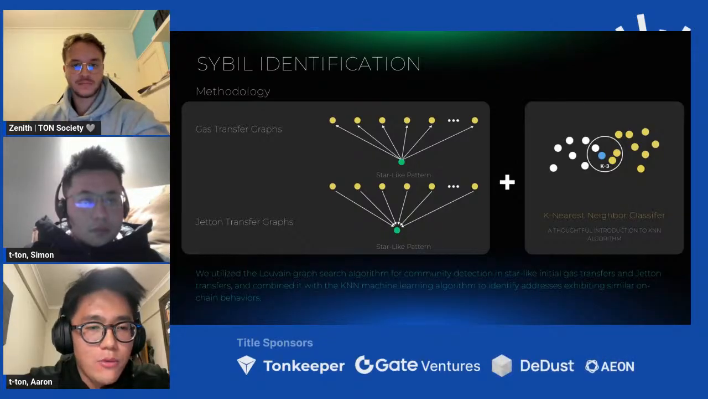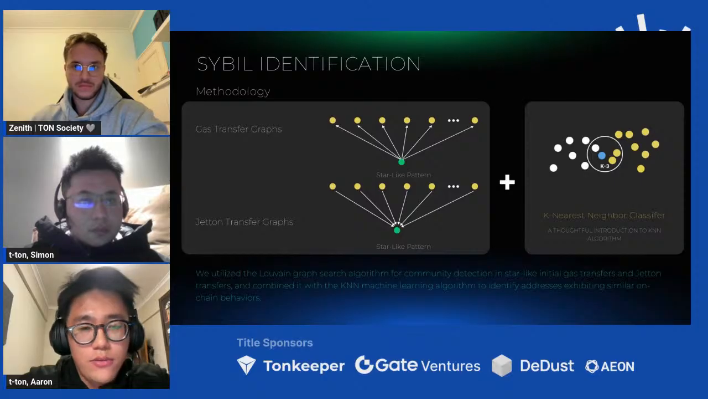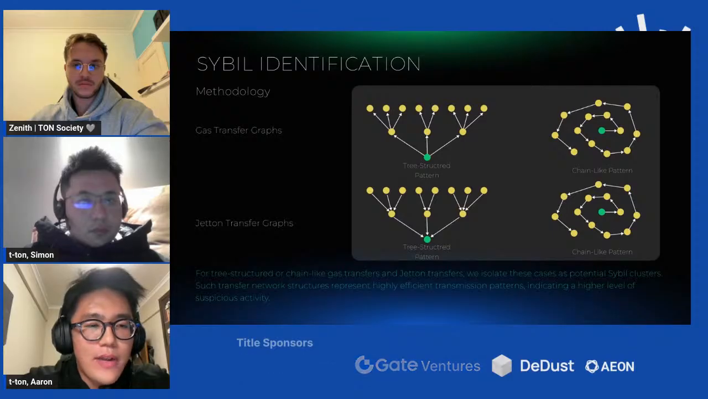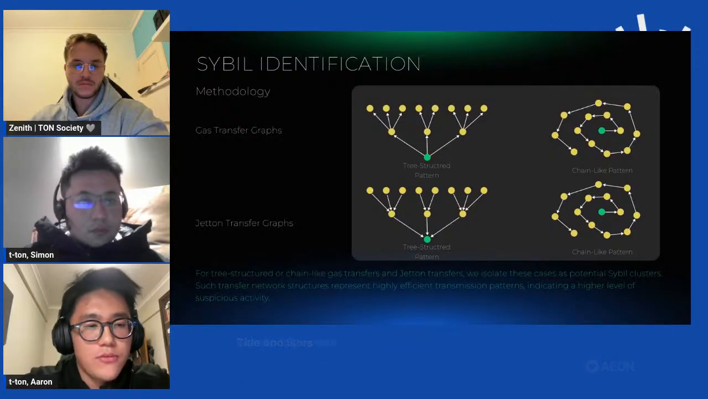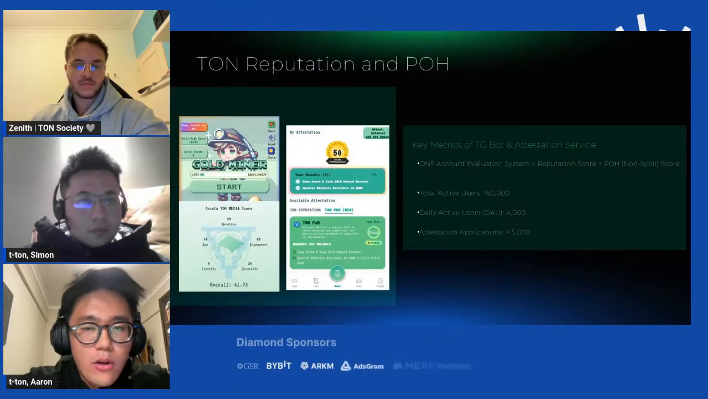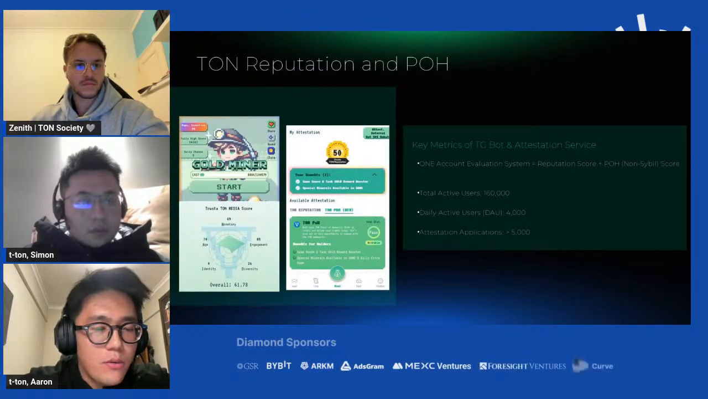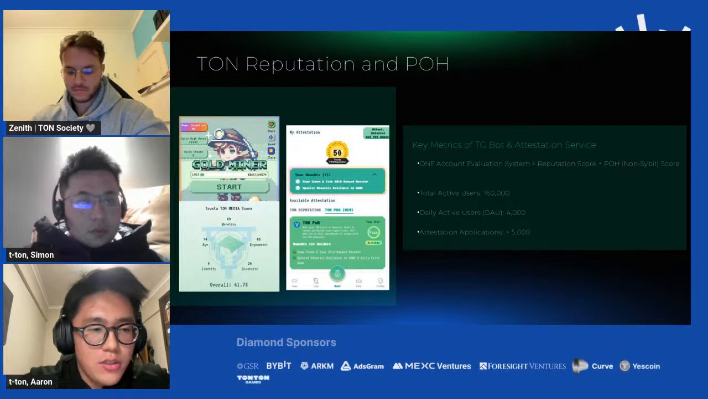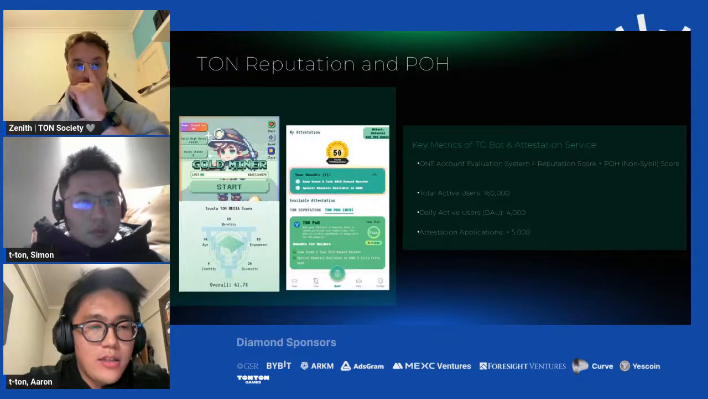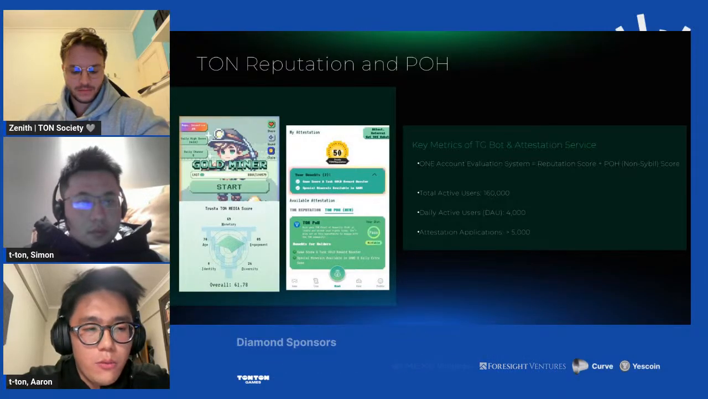So the methodology: our Sybil detection framework is clustering based, combining fund aggregation and behavior clustering. We use the Louvain algorithm for detecting communities in initial gas and Jetton transfer graphs, and KNN clustering as well. We flag the tree structure and chain-like transfer patterns separately for their high efficiency. So on our mini app, we provide a Media score, which is similar to a credit score for reputation metrics, and the proof of humanity for Sybil detection, offering advanced insights to ensure only real users with high value can earn the incentives.